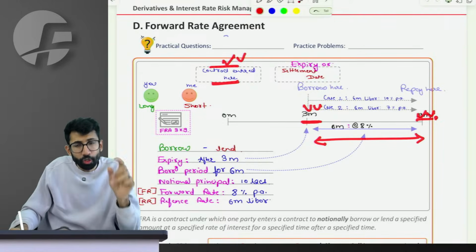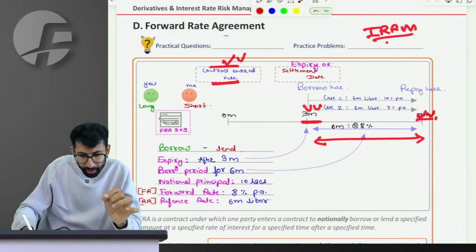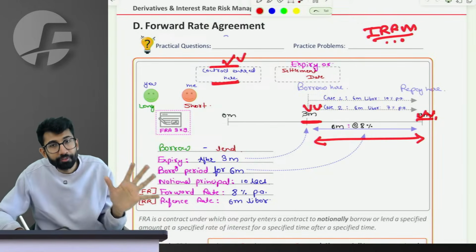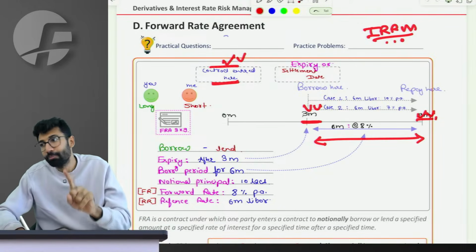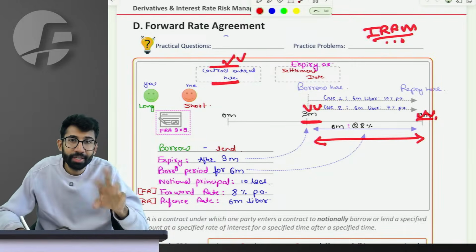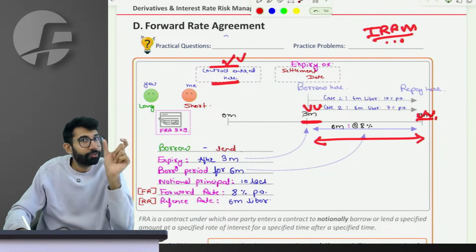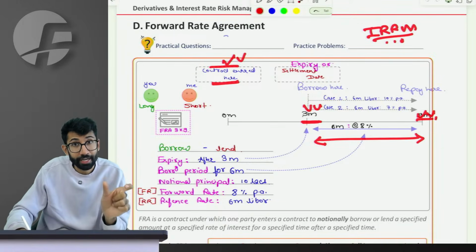The answer is no. In almost all the interest rate risk management chapter, which means in all the interest rate derivatives, the type of settlement will be net settlement. Do you remember I taught it to you in derivatives? There are two types of settlement: one is delivery, another is net, which is cash settlement.